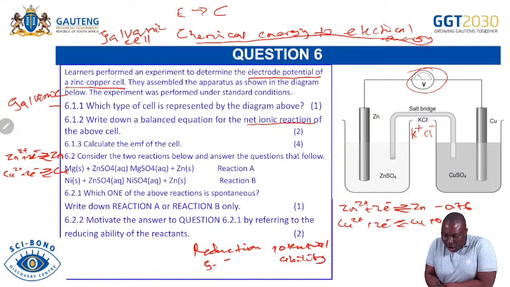Reduction means gaining of electrons. So the one with a bigger ability to gain electrons will gain electrons. In this case, you can see that this is positive 0.34, a higher ability to gain electrons. So copper, because it has a higher ability to gain electrons, won't change. It will remain as copper 2 plus 2 electrons, and then forming copper now with 1 arrow.